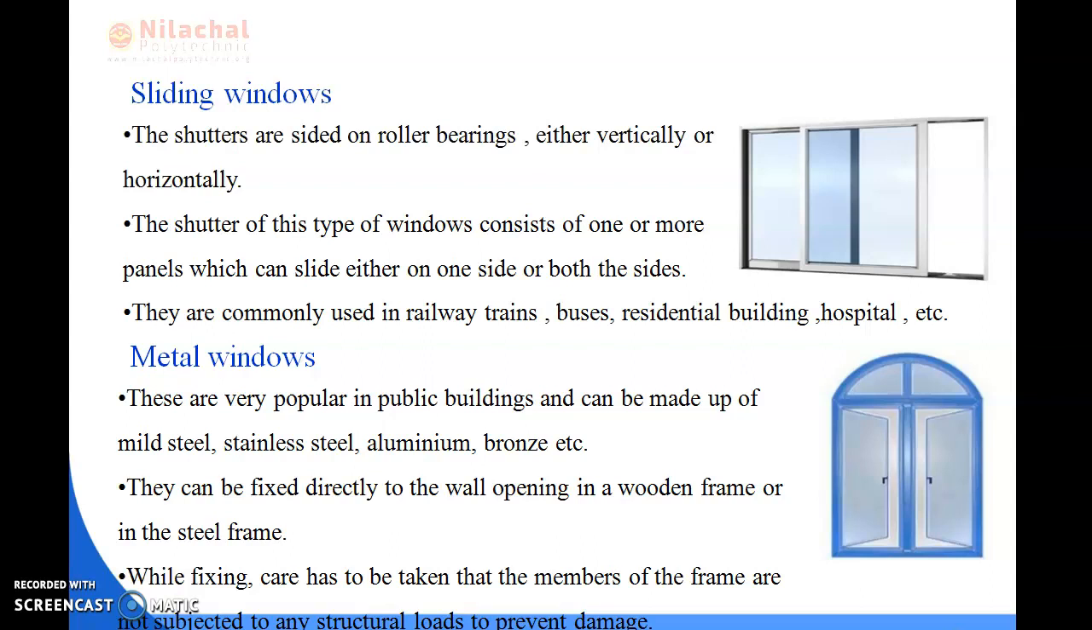Next we will be reading about metal windows in the next slide. Thank you.